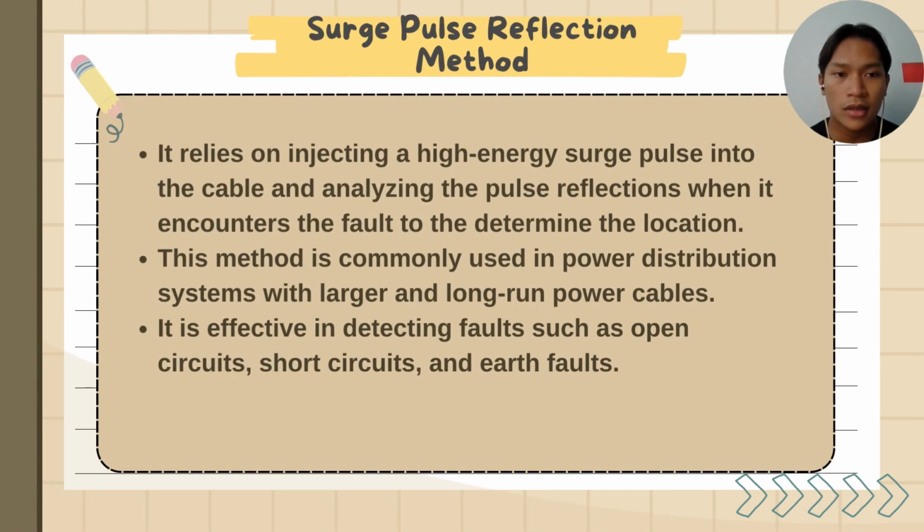Another method for locating the fault in an underground cable is the surge pulse reflection method. This method relies on injecting a high-energy surge pulse into the cable and analyzing the pulse reflections when it encounters the fault to determine the location. This method is commonly used in power distribution systems with larger and long-run power cables. It is effective in detecting faults such as open circuit, short circuit, and earth faults.